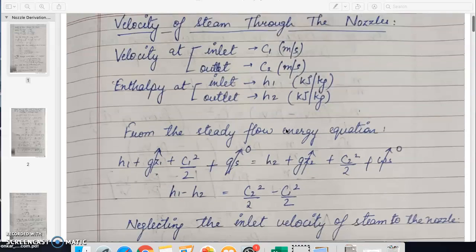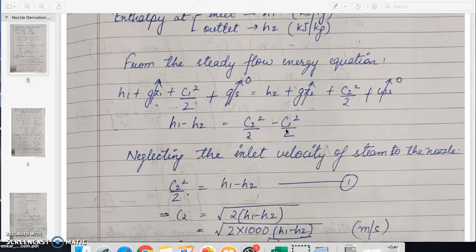So from the steady flow energy equation, as we have already studied this in the third semester, we have H1 plus gZ1 plus C1 square by 2 plus Qs, which is the heat supplied, is equal to H2 plus gZ2 plus C2 square by 2 plus Ws. In this equation, gZ1 and gZ2 are cancelled because we are not taking the level difference.